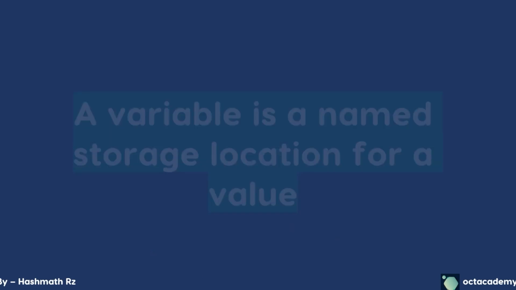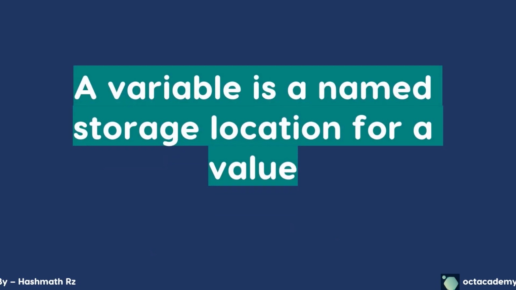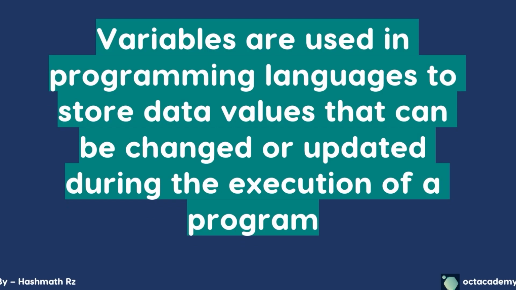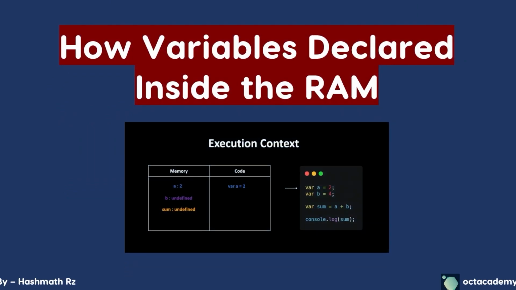So guys, until now we learned about variables and variable types. Now what are these variables in JavaScript? Can you guys tell me? In general, a variable is a named storage location for a value. Variables are used in programming languages to store data values that can be changed or updated during the execution of a program. So what is this named storage location for a value?